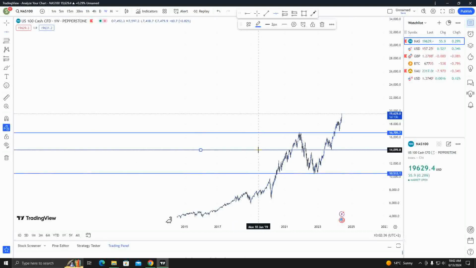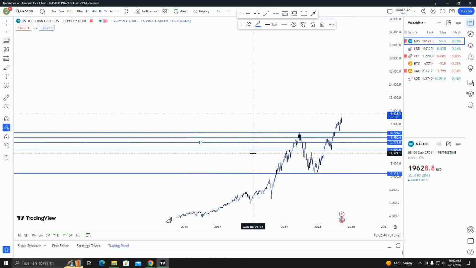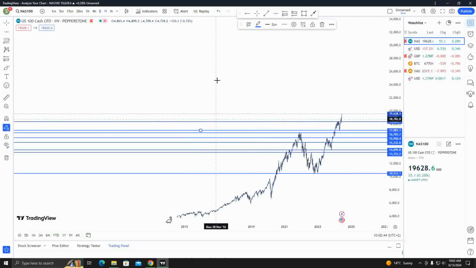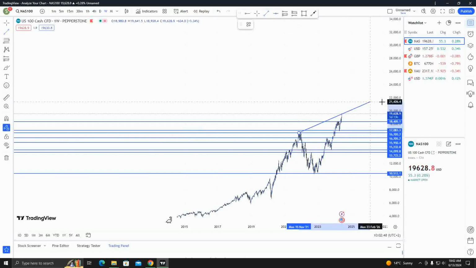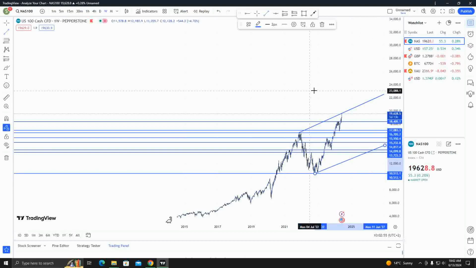Here I see price touched and returned, price touched and returned, price touched and returned. I kind of see a flag, like a rising wedge, this one.